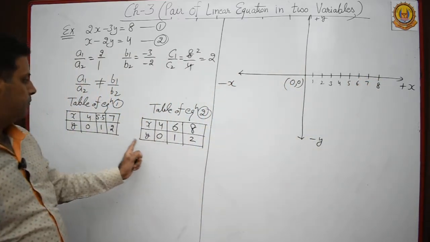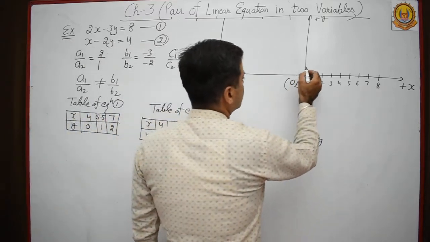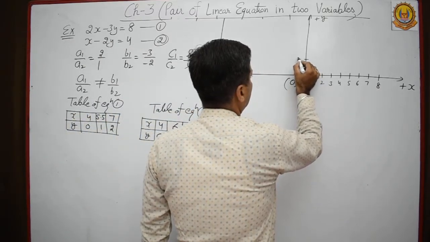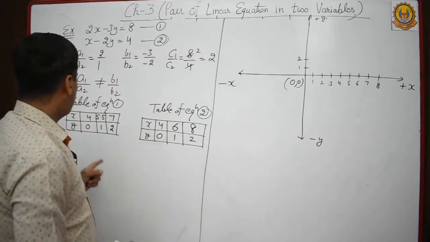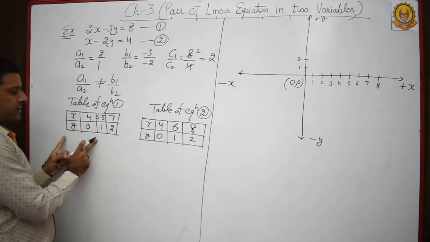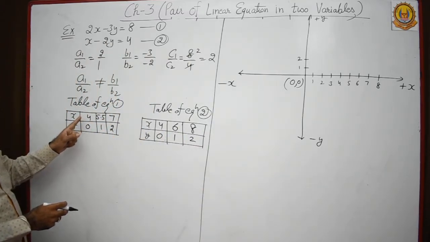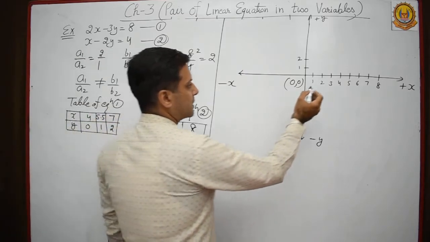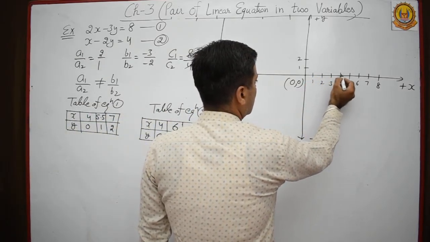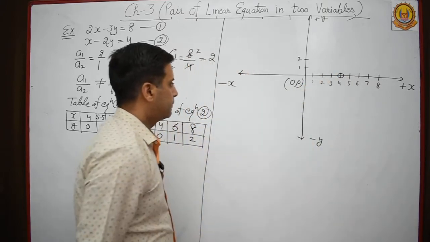Then the value of y is up to 2. The maximum value is 2: 1 and then 2. So firstly I am going to draw the graph of the first table. That is x equal to 4 and y equal to 0. That means this is the point (4, 0).